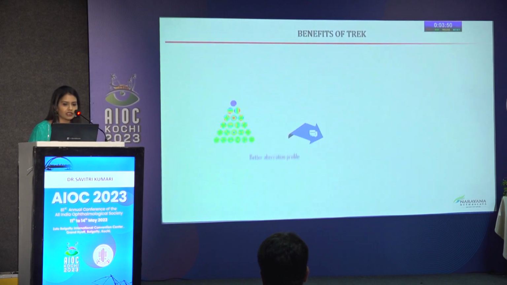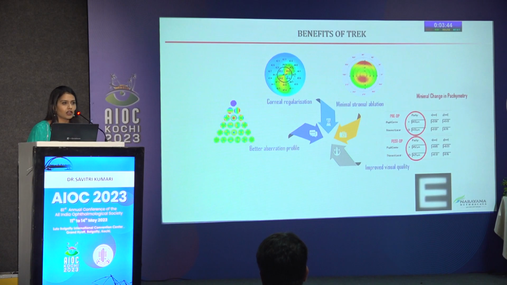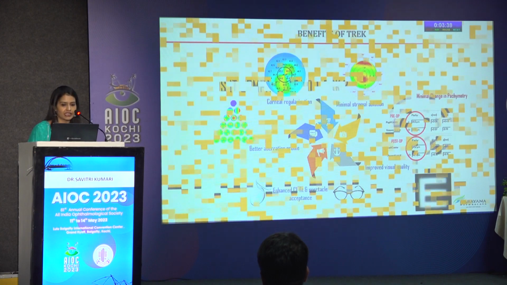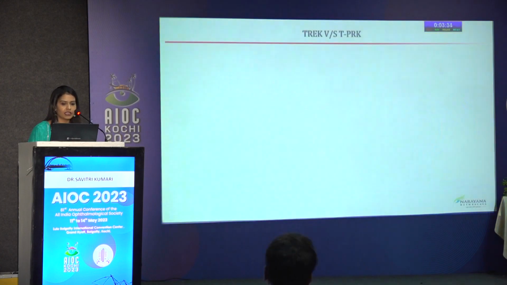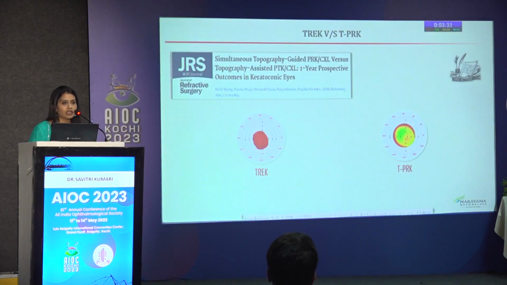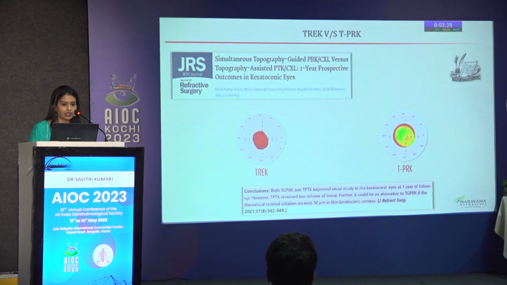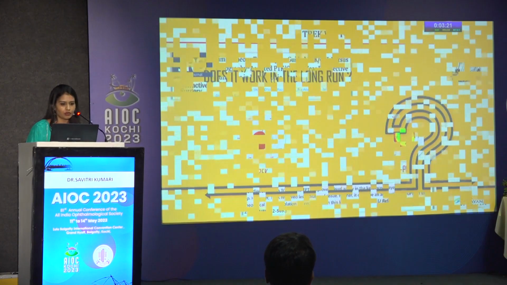So what are the benefits that it offers? It gives a better aberration profile. It regularizes the cornea. It ablates a very less amount of stroma. It gives improved visual quality and enhances the contact lens fit or the spectacle acceptance. So one would want to ask if it is comparable to TPRK. So yes, we found that at 1 year, both of them were doing very well and had improved visual acuity. But the TREC was shown to have lesser stromal tissue ablation.